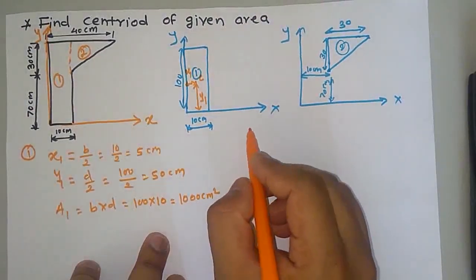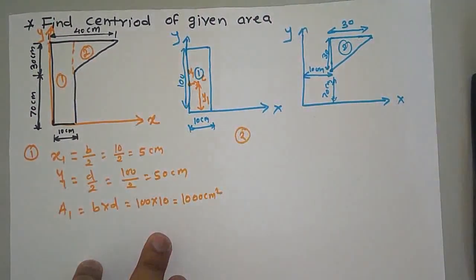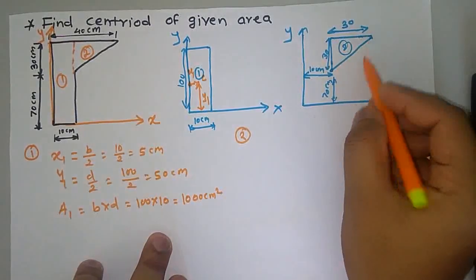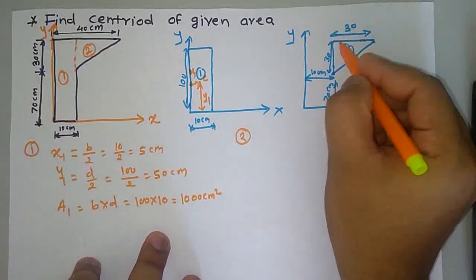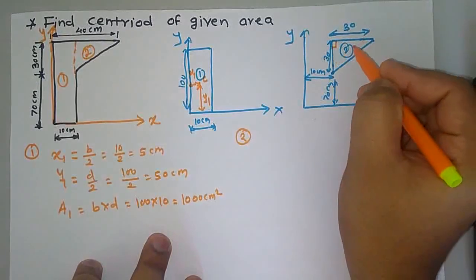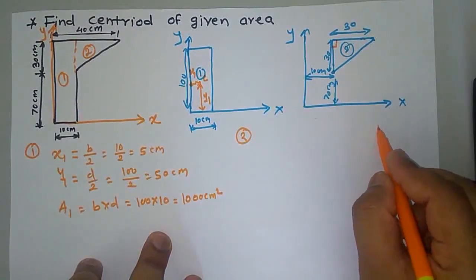Now calculate for the second part, that is the right angle triangle. Now here it is a right angle triangle. I will draw it here.